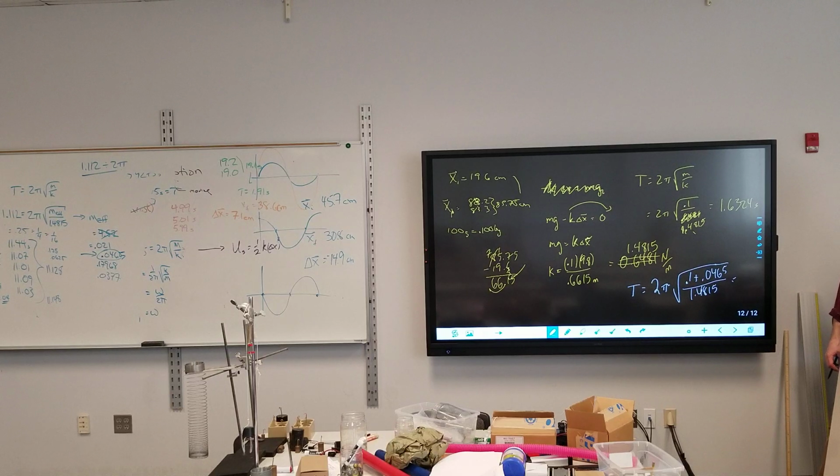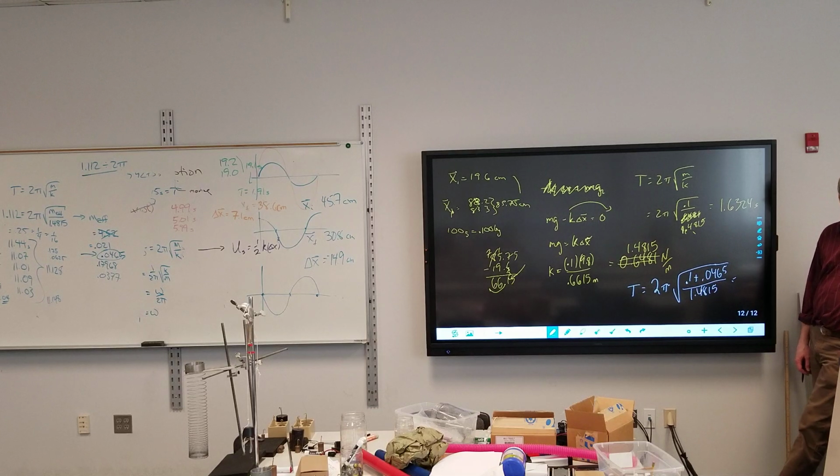Why are you squaring it? Why are you supposed to square it? Joseph, did you figure out what you were doing wrong, or do you still think you did it right? I know what I did. If you divide by 1.4815, you get 0.021. So I was dividing it, but I should have been multiplying it.